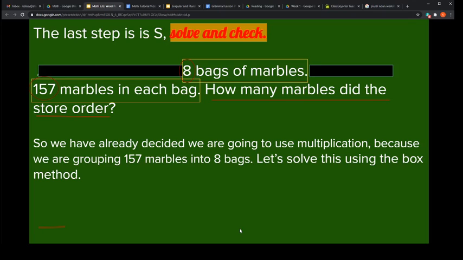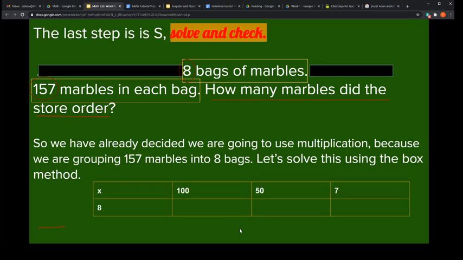Let's solve this using the box method. And here we have the answer, 1,256.